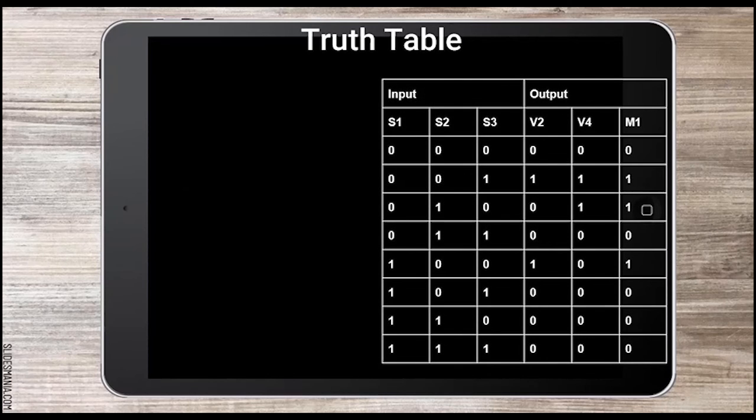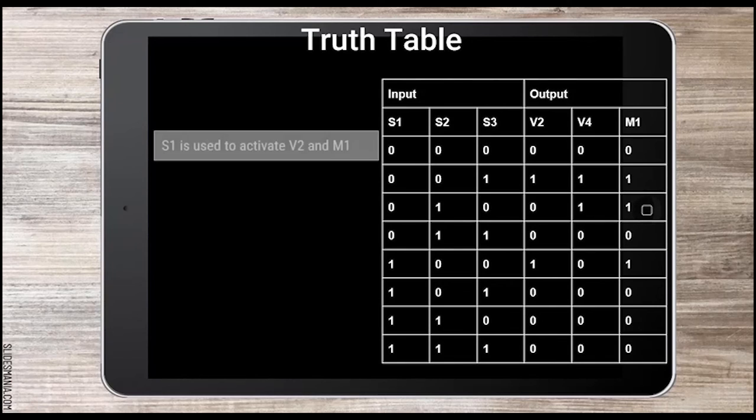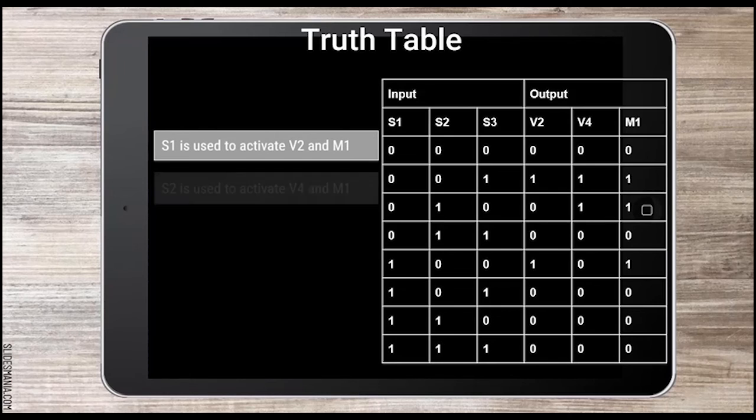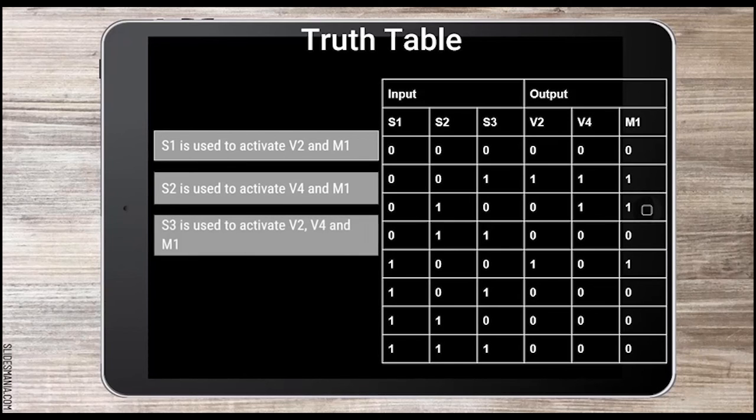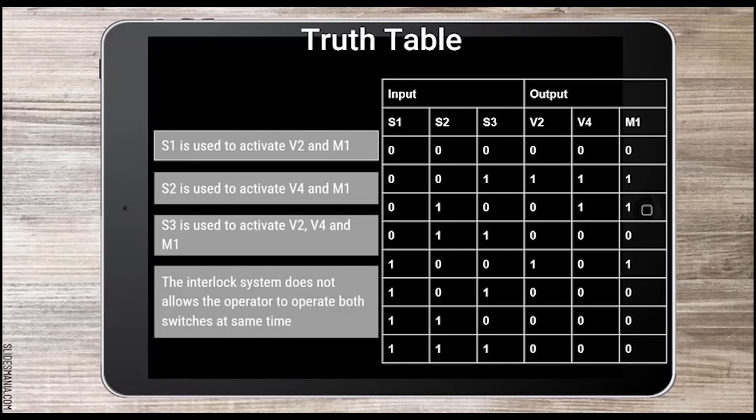Next, this is the truth table for this application. Switch 1 is used to activate valve 2 and motor 1. Switch 2 is used to activate valve 4 and motor 1. Switch 3 is used to activate valve 2, valve 4 and motor 1. The interlock system does not allow the operator to operate both switches at the same time.